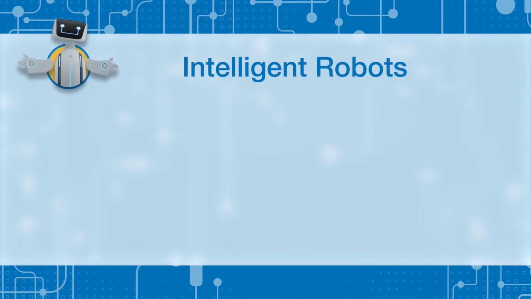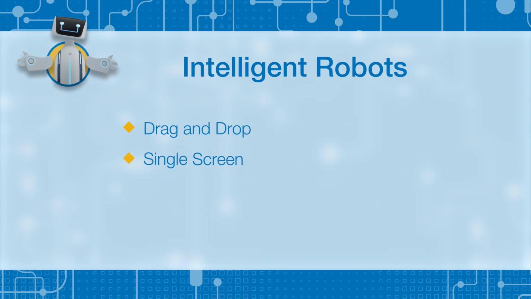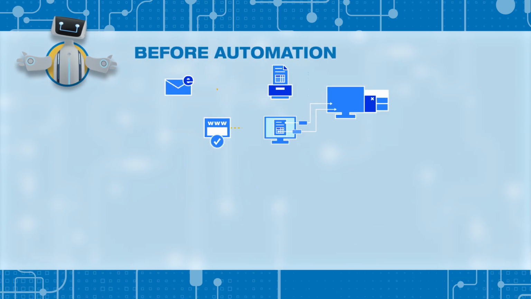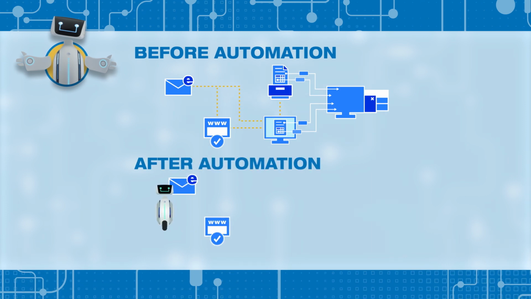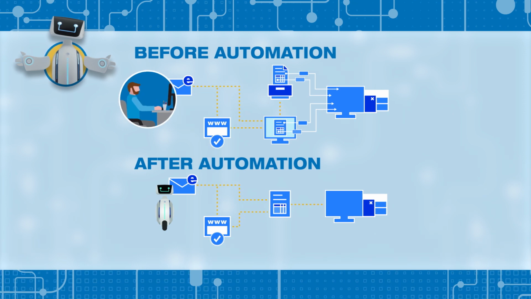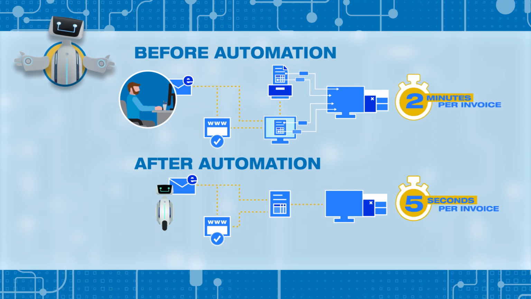Why deal with those issues when you could use a drag-and-drop single-screen design studio to build powerful robots with no programming? Let's look at how easy it is for a business analyst to design a robot that automates a typical document-heavy process, like invoice processing. Previously, Jim, the office guy, manually opened emails and invoice attachments, or downloaded invoices from web portals, and then copied and pasted the information into SAP.